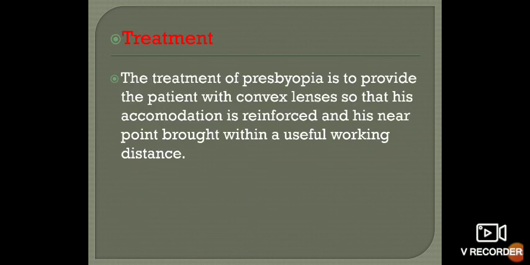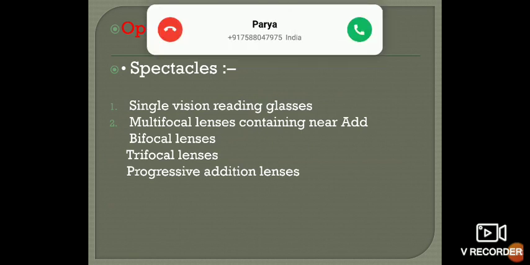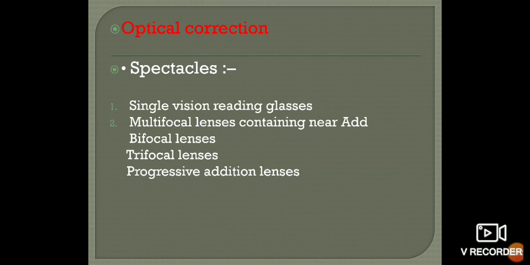Treatment of presbyopia is to provide the patient with convex lenses so that his accommodation is reinforced and his near point is brought within a useful working distance. So we prescribe convex lenses, remember. Optical correction can be given in the form of spectacles. Single vision reading glasses can be given, or multifocal lenses containing a near add. The multifocal lenses can be in the form of bifocal lenses and trifocal lenses; progressive lenses are also available.